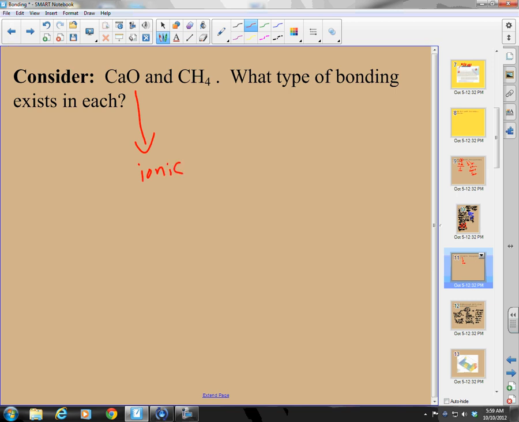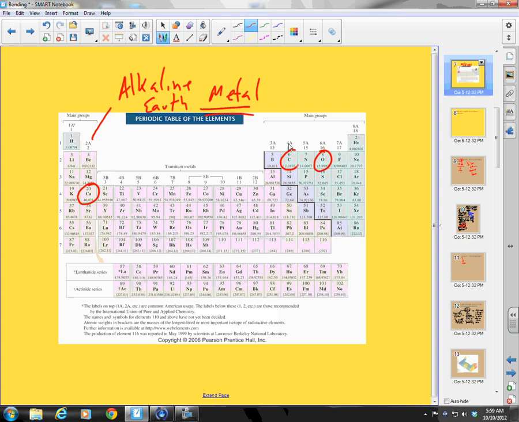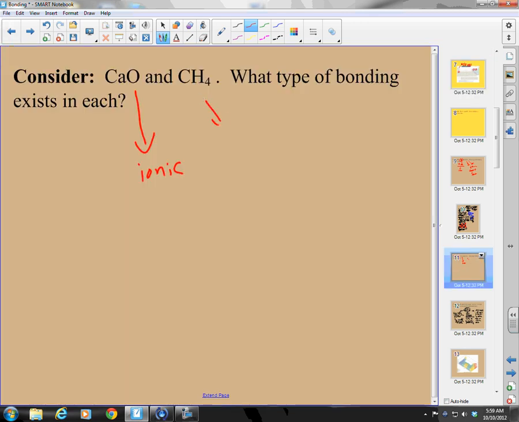Carbon, where is carbon? Carbon is right here. That is certainly a non-metal. If I have a non-metal and a non-metal, I'm going to form a what? Covalent bond. Good. Moving forward.